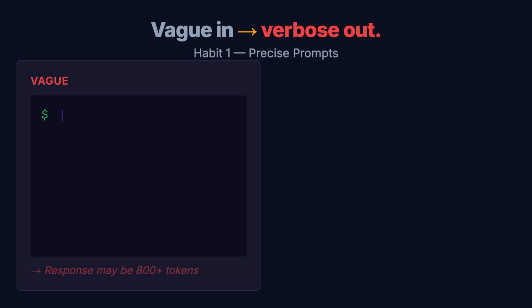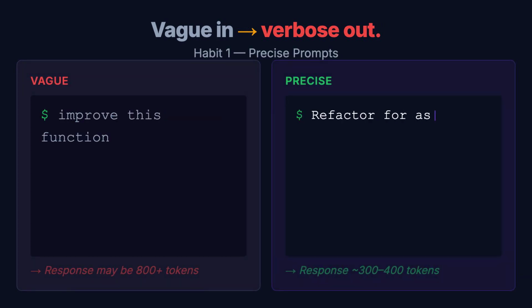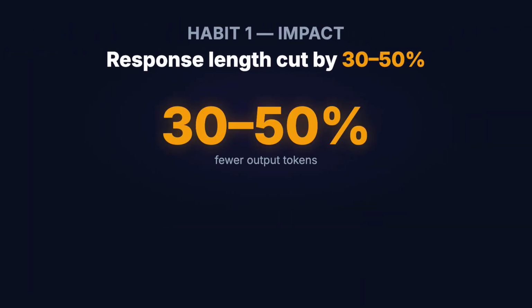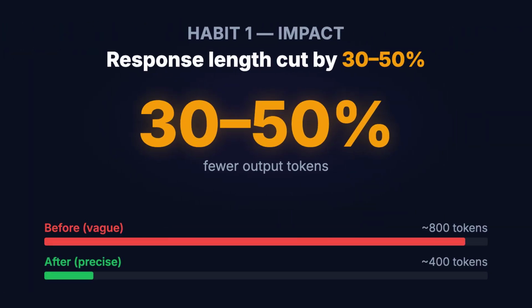Habit 1. Write precise prompts. Vague requests like, "improve this function," force Claude to guess what you want, generating long, bloated responses. Instead, say exactly what you need. "Refactor for async error handling. Show only modified code, no explanation." That single change, specifying your scope and asking for no explanation, can cut response length by 30 to 50%. Fewer output tokens means a smaller bill every time.